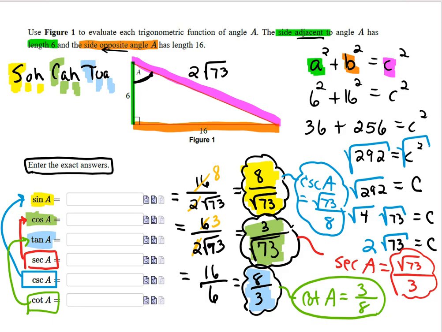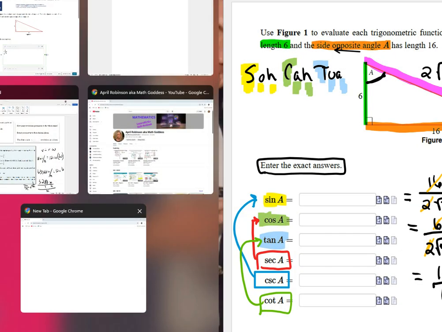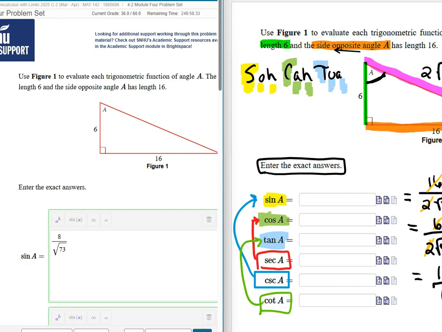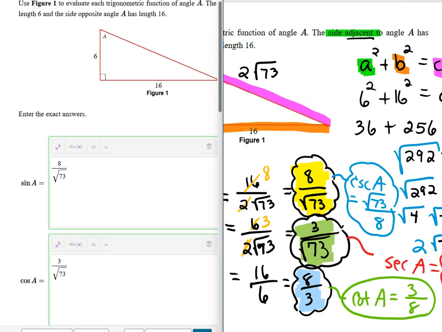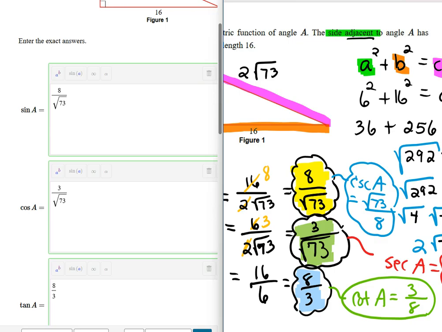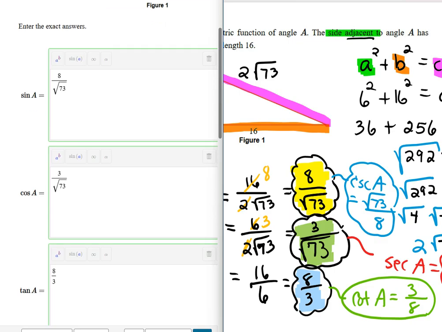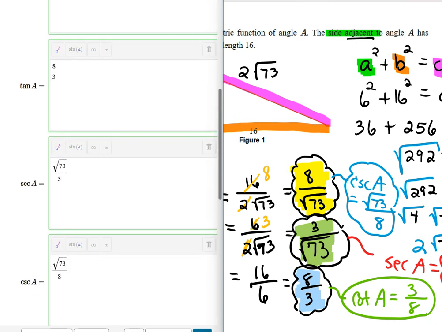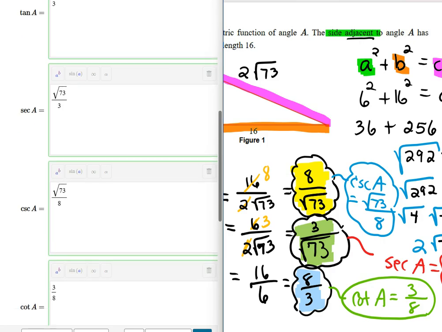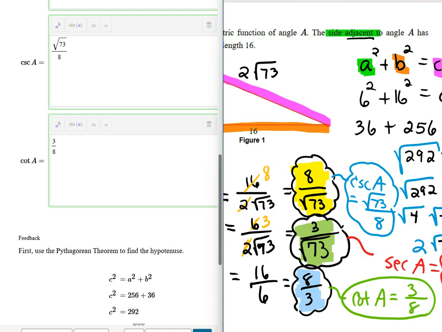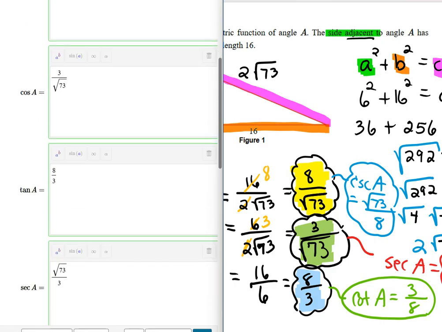Okay, so now I'm going to do a split screen here. You can see that my answers are, for sine, 8 over the square root of 73. Cosine is in green, 3 over the square root of 73. Tangent is 8/3. Secant was the red one, square root of 73 over 3. Cosecant was up here in blue, square root of 73 over 8. And cotangent here in green is 3/8. And they're all in green boxes. So I got them all right.